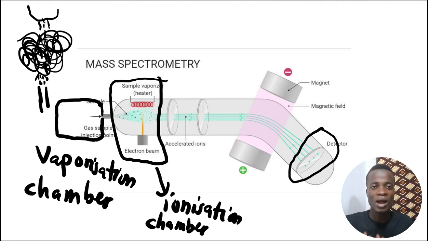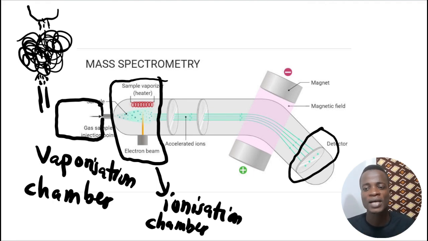Because if they don't come in ion form, they are not going to be acted on. They are going to be neutral. They're not going to work. So we need to do this ionization to change them into gaseous ionic species, positive ions especially, so that the chambers ahead will be able to work on them. Because if you are charged, either negative or positive, an electric or magnetic field will act on you.